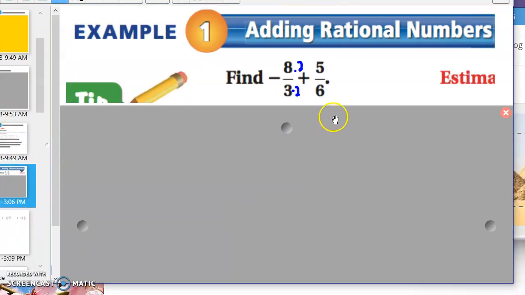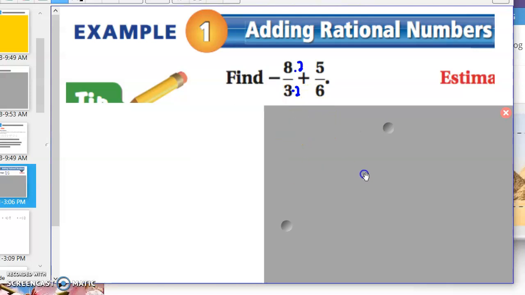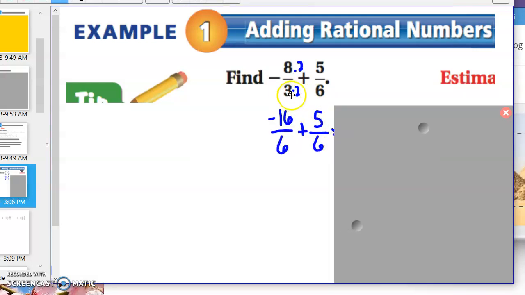So first problem you see here is negative 8/3 plus 5/6. Well, they have different signs, so I know I'm going to subtract, but first I have to find a common denominator. And the common denominator of 3 and 6 would, of course, be 6. So I change 3 times 2 is 6, and I have to do the same thing on the top. 8 times 2 is 16. And I just decided to take the negative with the top number because it makes it easier if you just put it with the top number.